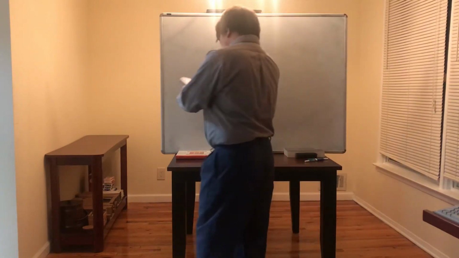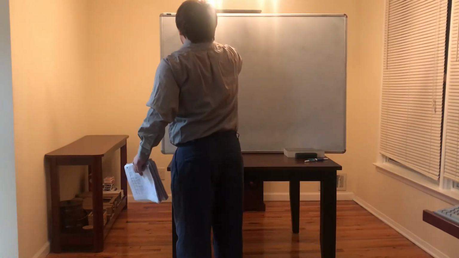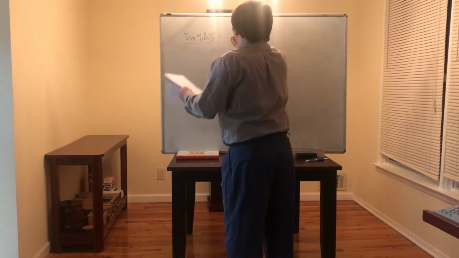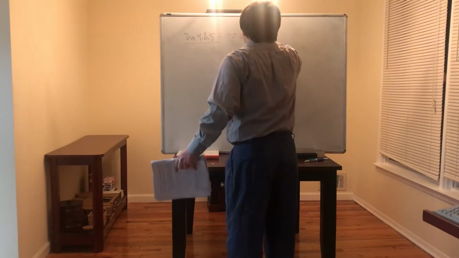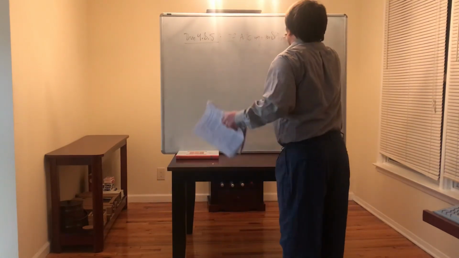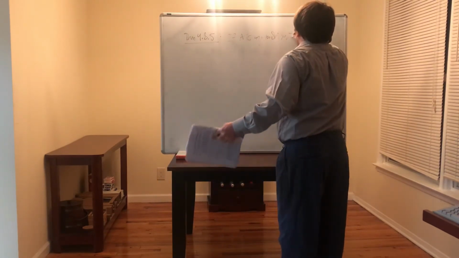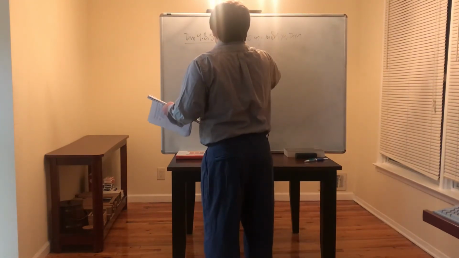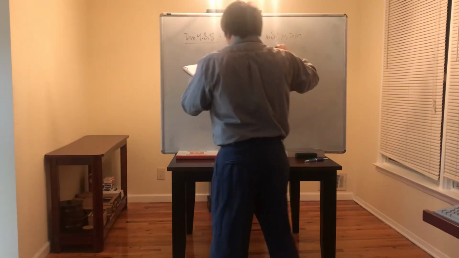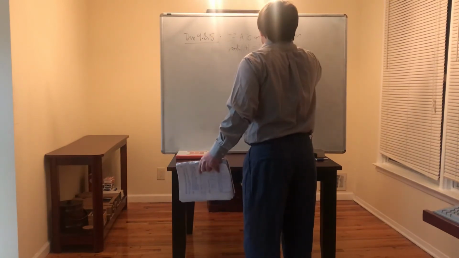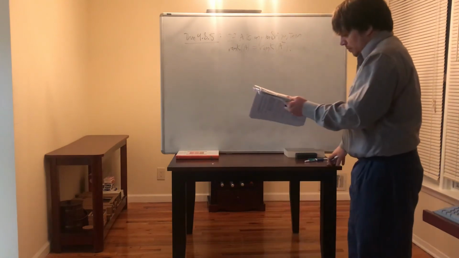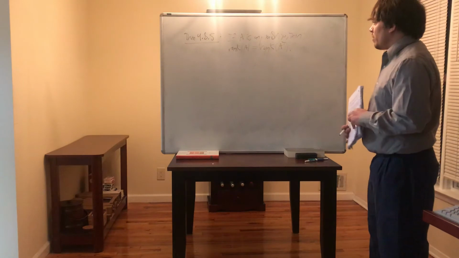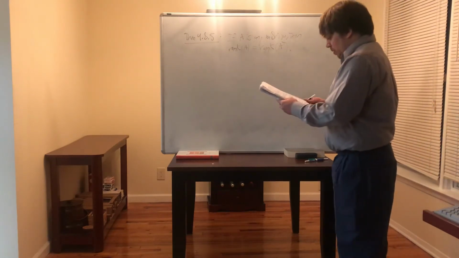Okay. Theorem 4.8.5. If A is a matrix, then the rank of A is equal to the rank of A transpose. So theorem 4.8.5 says if A is a matrix, then rank of A equals rank of A transpose.